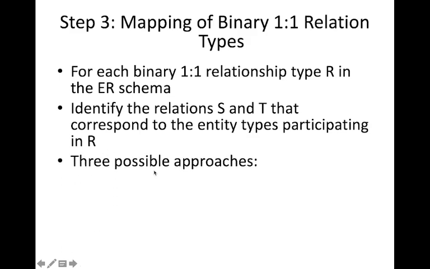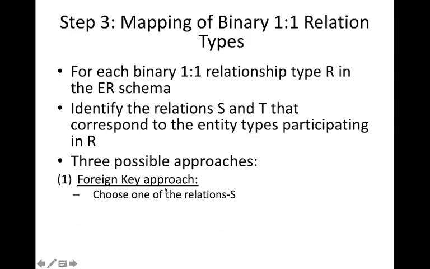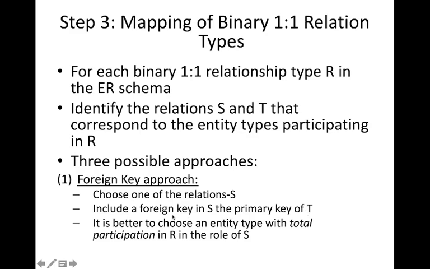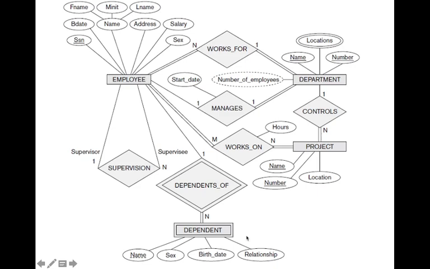Then we have three possible approaches to convert it into a relation. The first approach we call the foreign key approach. In the foreign key approach, we choose one of the relations as S, and include a foreign key in S, the primary key of T. It is better to choose an entity type with total participation in R in the role of S. We will see an example, then you will understand.